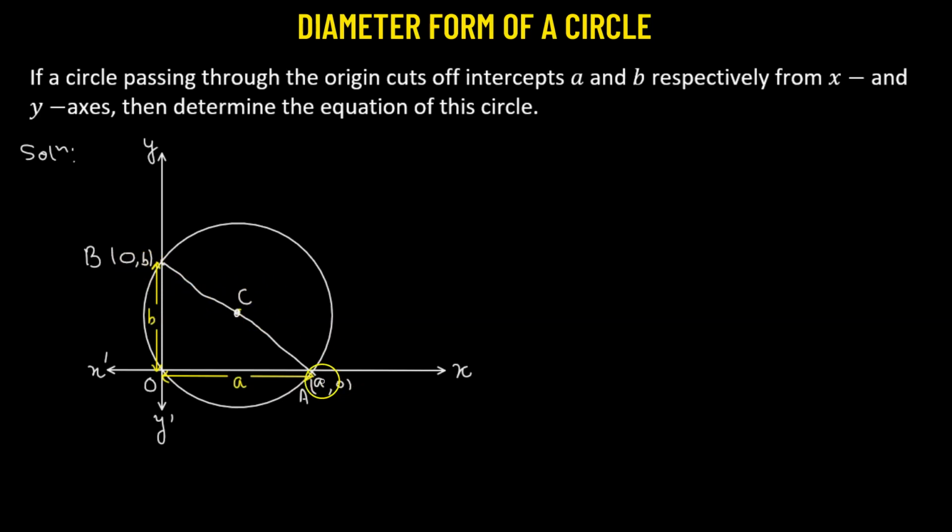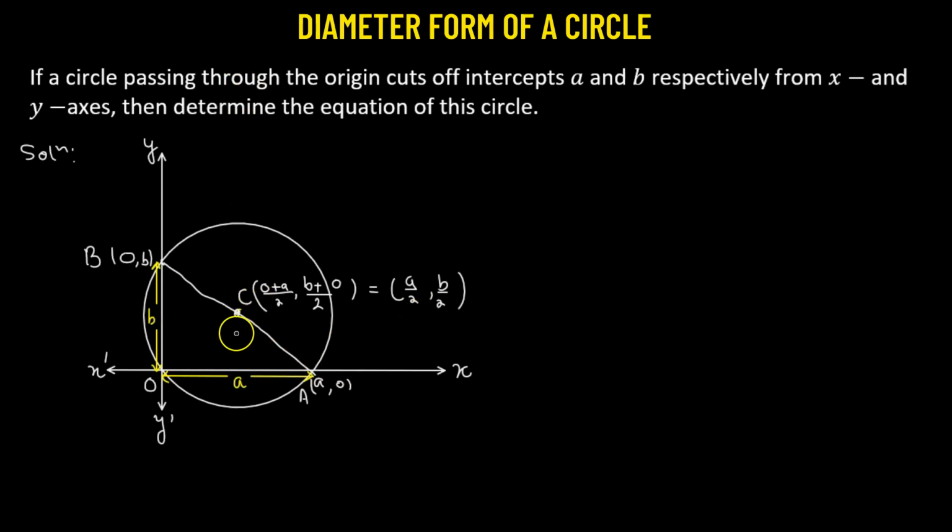So the x-coordinate will be (0 plus A) over 2, and the y-coordinate will be (B plus 0) over 2. This means that the coordinate of the center C must be (A over 2, B over 2). Here we have obtained this coordinate by using the midpoint formula. Now, let's confirm that this is indeed the coordinate (A over 2, B over 2).